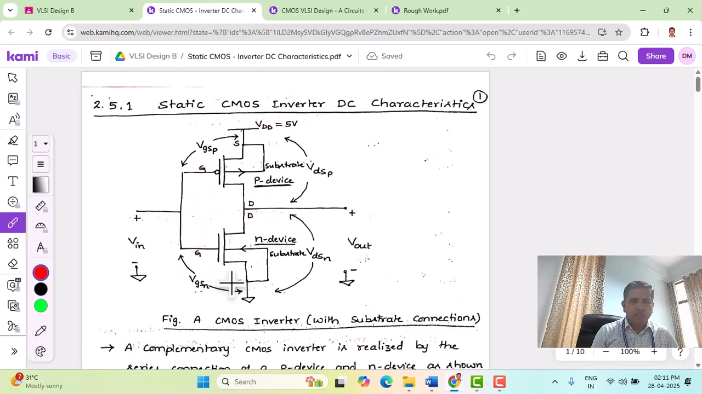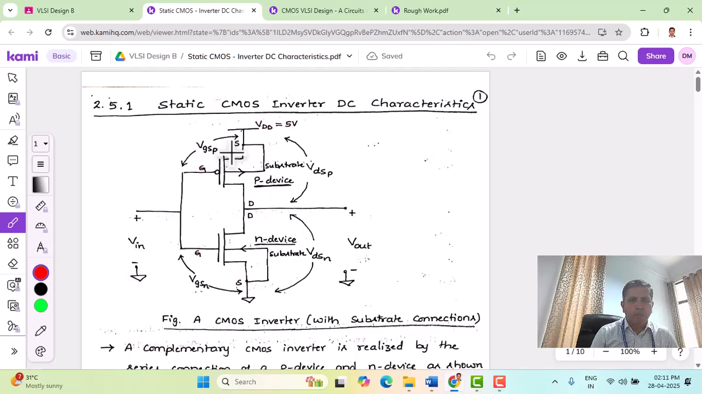So this is the CMOS inverter circuit, and in this circuit we have shown the substrate connection for both the N-channel transistor as well as the P-channel transistor. The input signal applied to the inverter circuit is labeled as Vin. Vin means the input voltage which is applied with reference to ground.